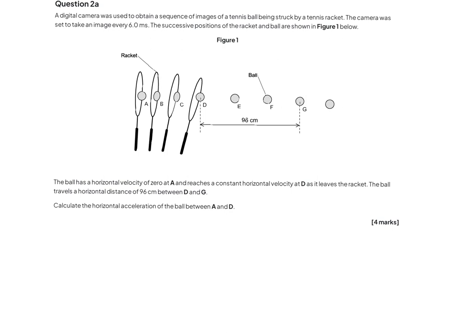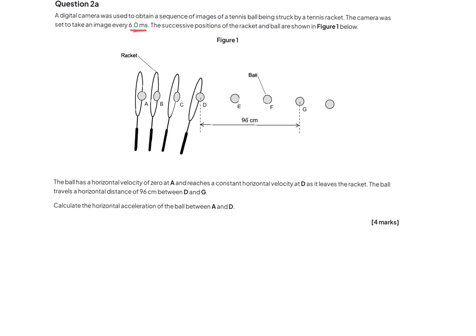Question 2a. A digital camera was used to obtain a sequence of images of a ball being struck by a tennis racket, and the camera was set to take an image every 6 milliseconds. The successive positions of the racket are shown in figure 1. So the ball has a horizontal velocity of 0 at A and reaches constant velocity at D, and it travels 96 centimeters between D and G. Calculate the acceleration of the ball between A and D.